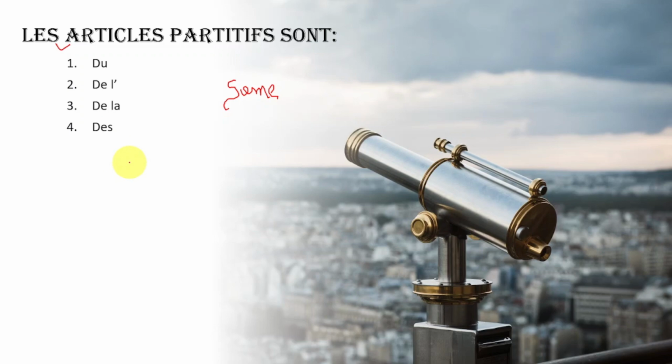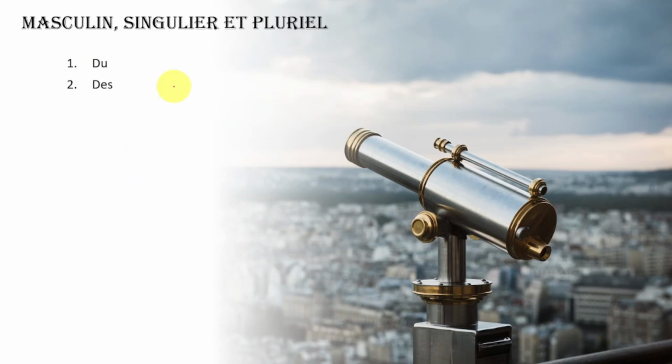So we say du, de l', de la, de, okay? But sometimes we do the liaison, we link it, okay? But I'm gonna explain to you guys. So masculin, singulier, pluriel, du, de.